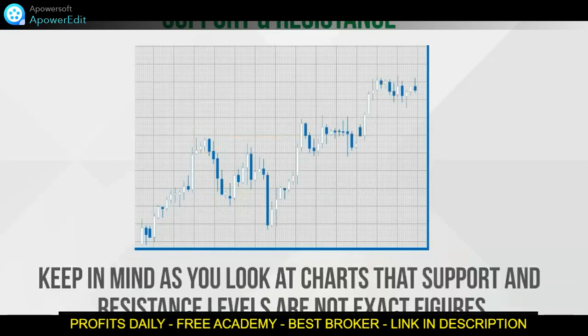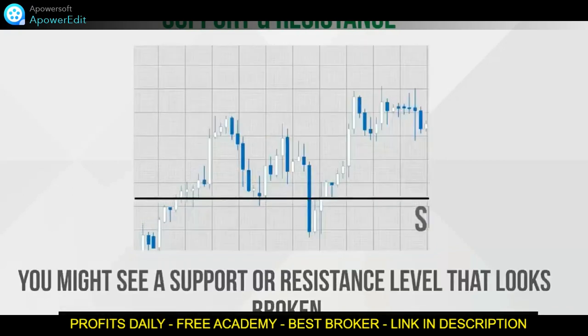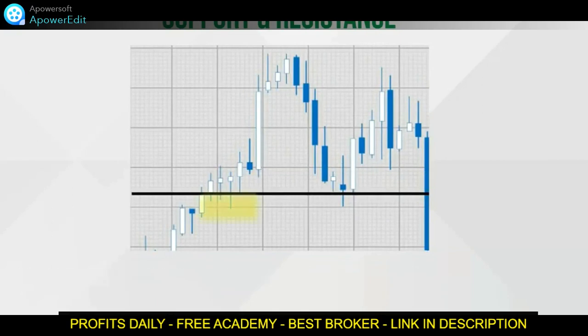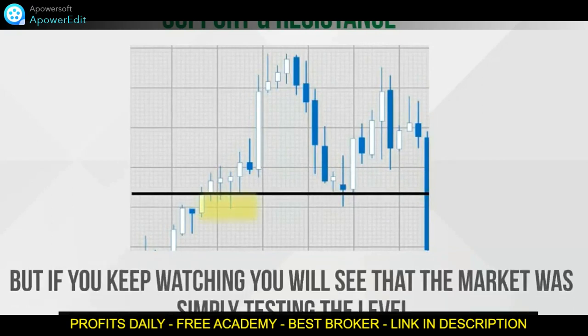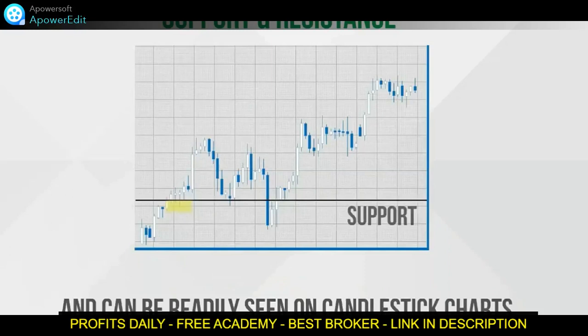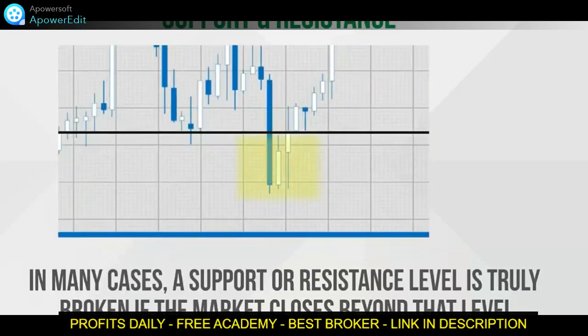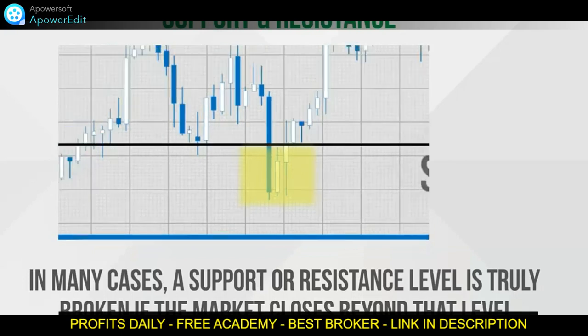Keep in mind as you look at the charts that support and resistance levels are not exact figures. You might see a support or resistance level that looks broken, but if you keep watching, you will see that the market was simply testing the level. These false broken levels are referred to as tests of support and resistance and can be readily seen on a candlestick chart. In many cases, a support or resistance level is truly broken if the market closes beyond that level.